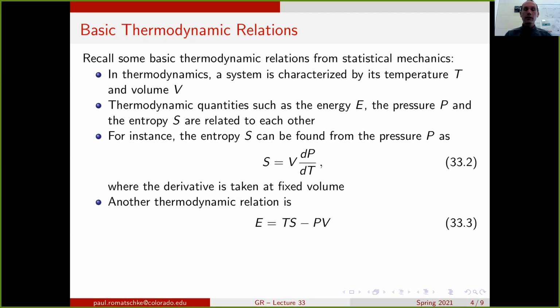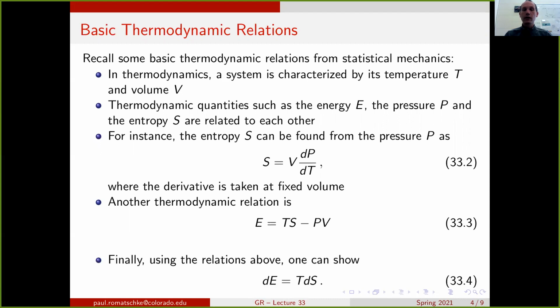Another thermodynamic relation is the relation between the energy in the system and the entropy S, the pressure, the temperature and the volume, which is given by equation 33.3. And finally, you can derive other thermodynamic relations from these two, for instance the relation dE = TdS, where d just stands for any derivative. You can prove this relation by using these two relations as inputs. So thermodynamic relations can be transformed into each other, starting from a few basic sets.